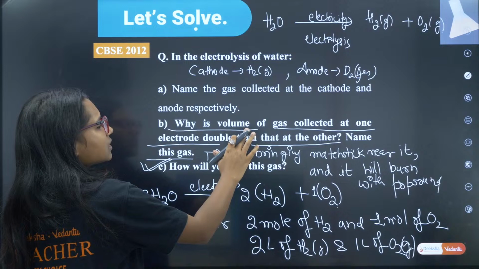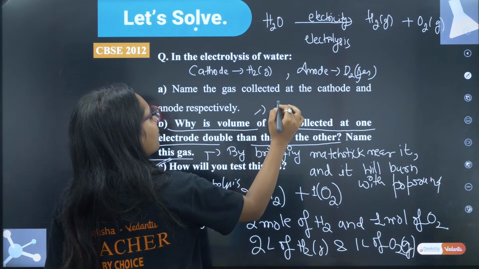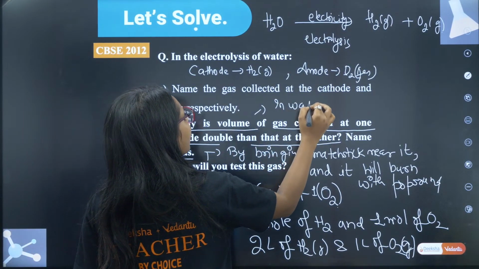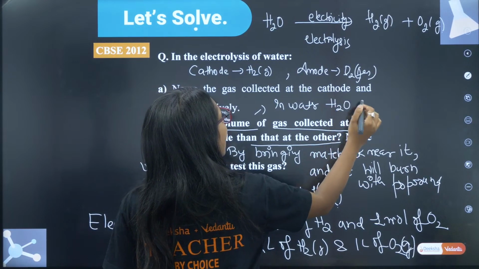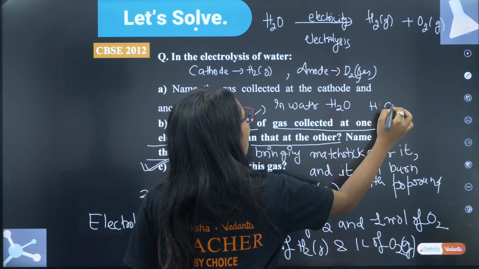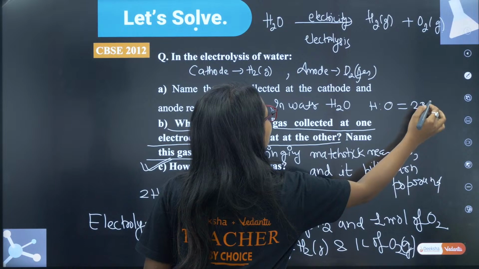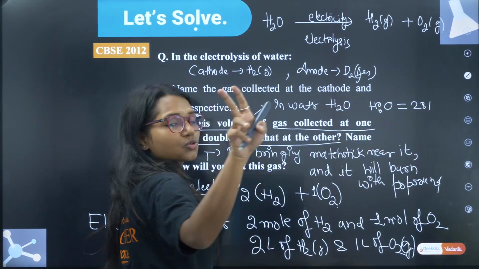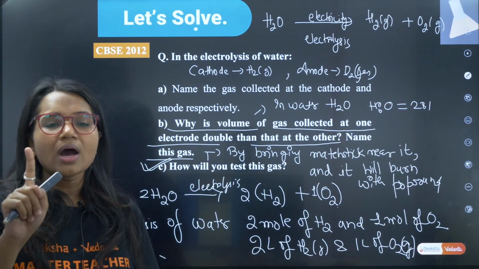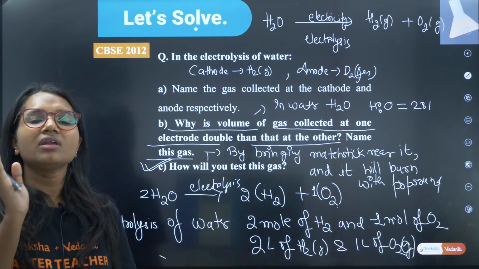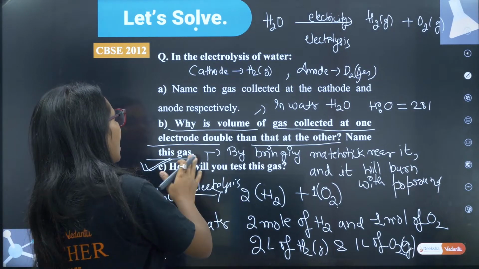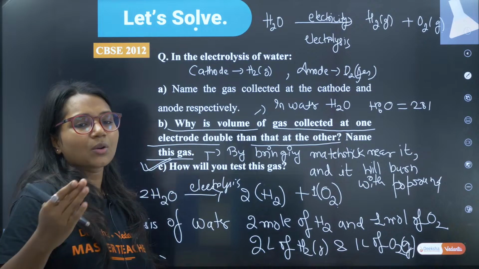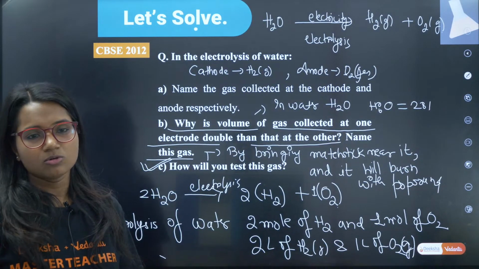Why is the volume double? Because in water, H2O, the hydrogen to oxygen ratio is 2:1. Hydrogen is 2 and oxygen is 1. This is the reason that we get double hydrogen. And which gas is this? Hydrogen gas is double in amount, right?